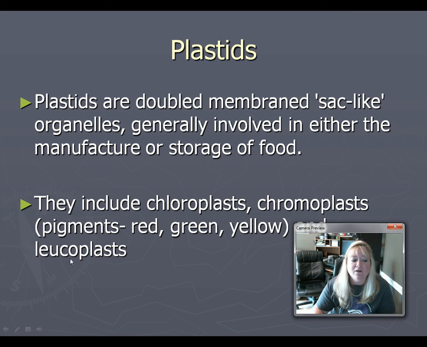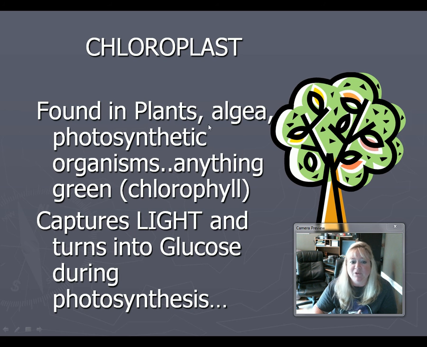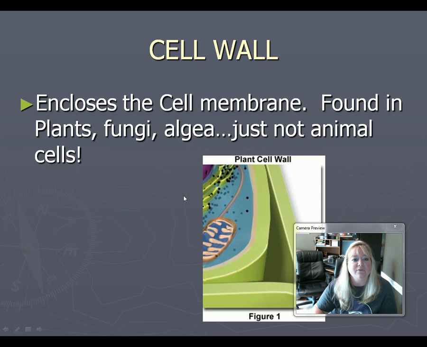Leucoplasts are white, and they're for storing starch. And so I hope you're thinking of maybe a potato, because potatoes are full of leucoplasts. That's what you're eating. It gives it that texture. That white starch, basically, is what you're seeing, all inside of these little grains called leucoplasts. And so plants have plastids, which are involved in the manufacture of food or the storage of food. Chloroplasts, same thing.